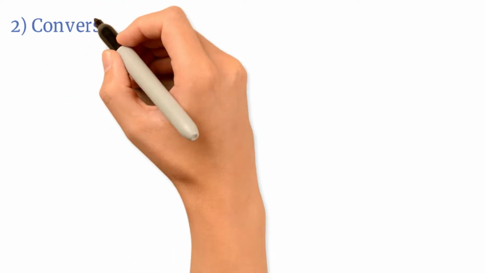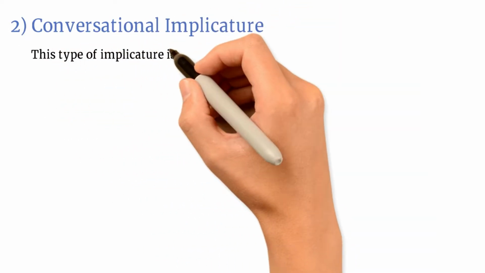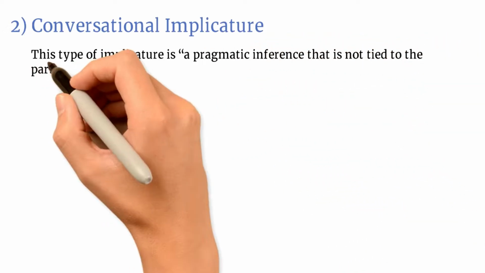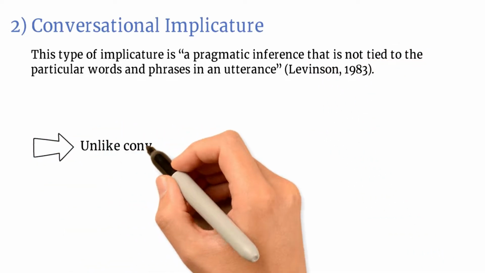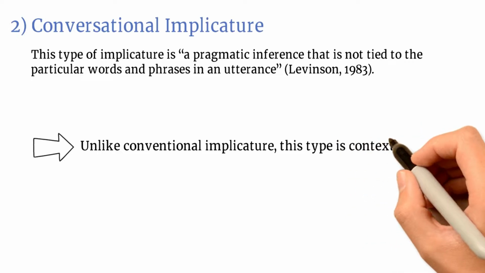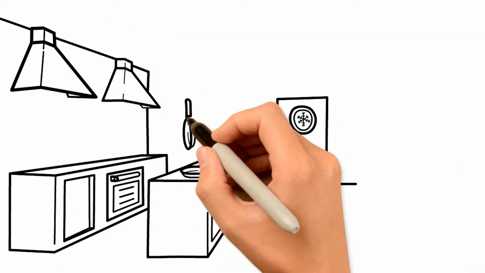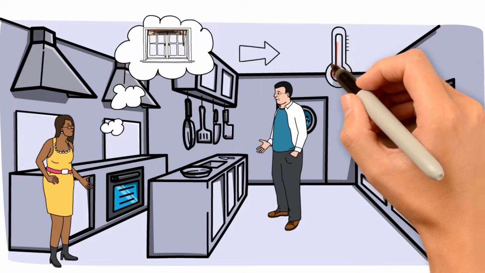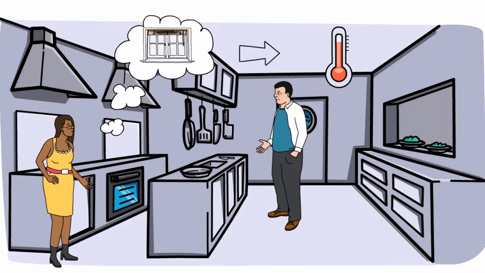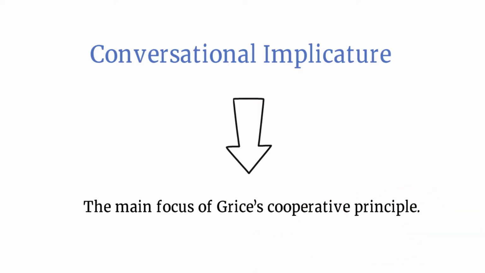Now, on to the second one, which is conversational implicature. This type of implicature is a pragmatic inference that is not tied to the particular words and phrases in an utterance. Because of that, the inferences that we can make mainly come from the specific context in a conversation. This is what is known as hidden or implied meaning. Its significance is that it gives an explicit account of how it is possible to mean more than what is literally expressed in terms of conventional sense. Conversational implicature is the main focus of Grice's cooperative principle.